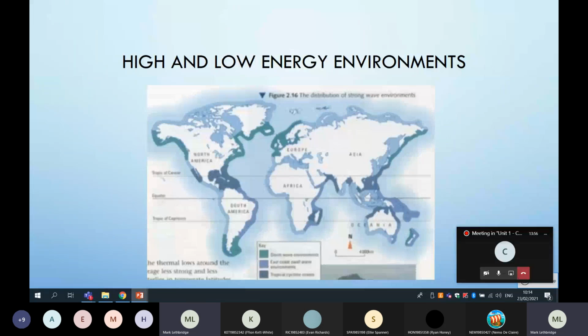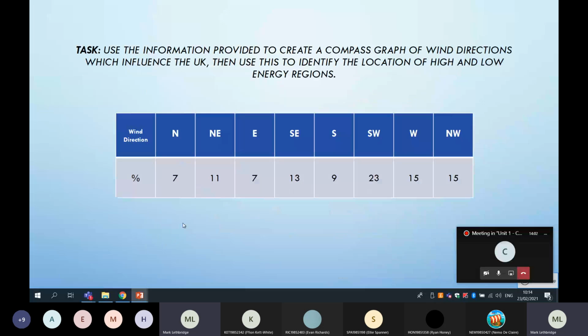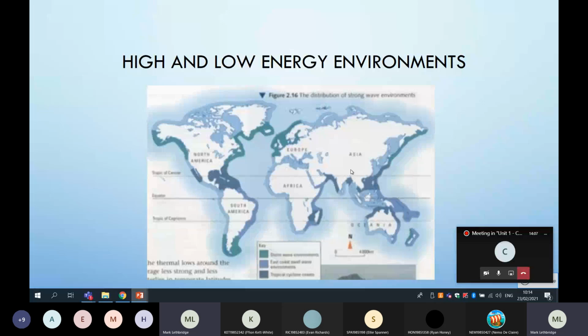Now, the dark blue, so in and around the Caribbean and California and in and around the subcontinent as well, is the idea of what we call tropical cyclone coastlines. So they, again, are areas that receive very, very high energy waves at times. Whenever they get cyclones or hurricanes, they will end up with very, very large high energy waves that come with it. So again, a high energy coastline.